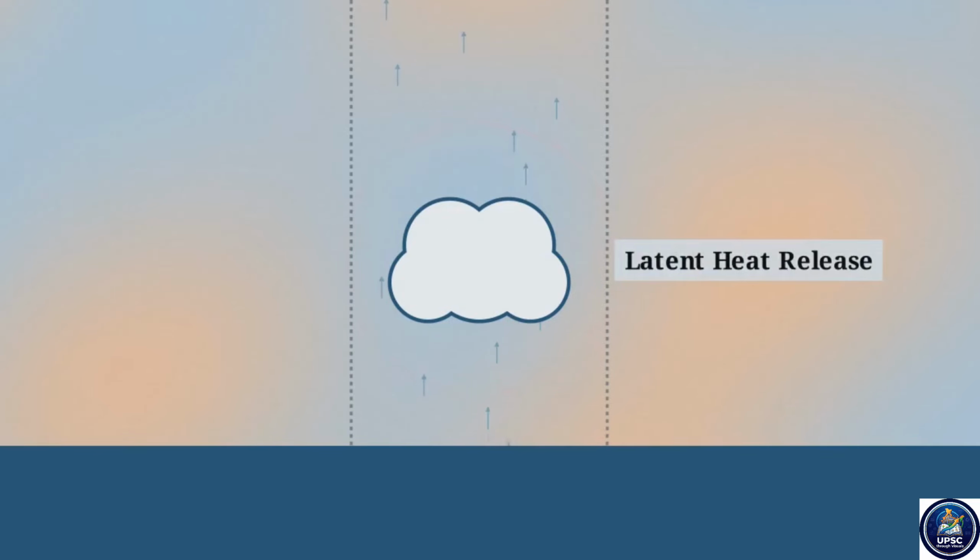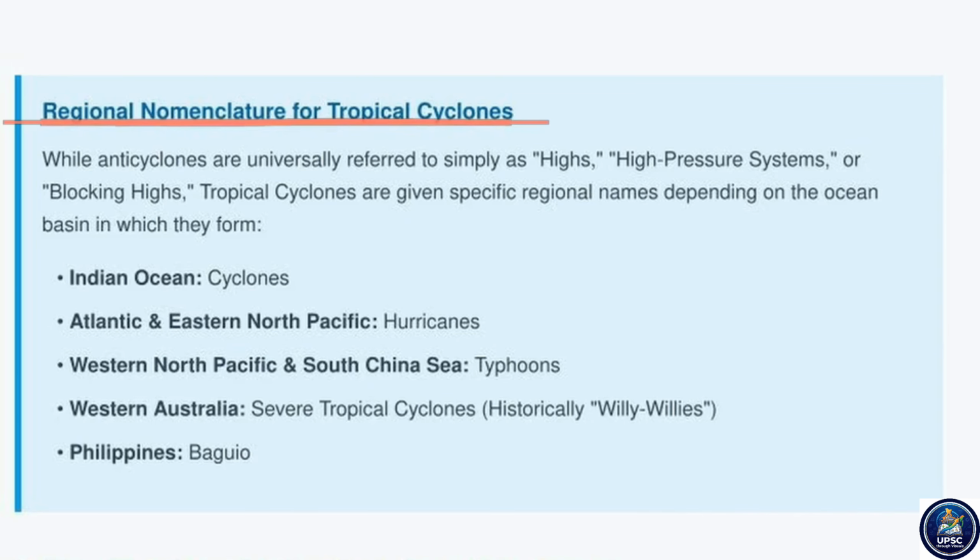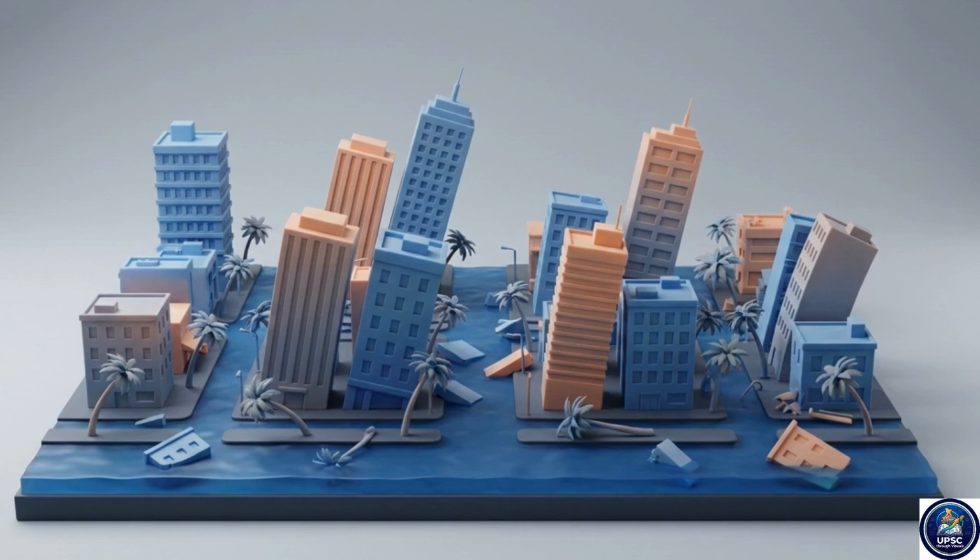This condensation creates a feedback loop. The change from vapor to liquid releases latent heat into the surrounding air. This newly injected heat warms the column, increasing its buoyancy and accelerating the storm's upward velocity. This document outlines the regional names given to these self-feeding low-pressure engines. Depending on the ocean basin, they manifest as hurricanes, typhoons, or severe tropical cyclones. The destruction associated with a hurricane is the physical byproduct of a low-pressure void aggressively attempting to balance the atmosphere.